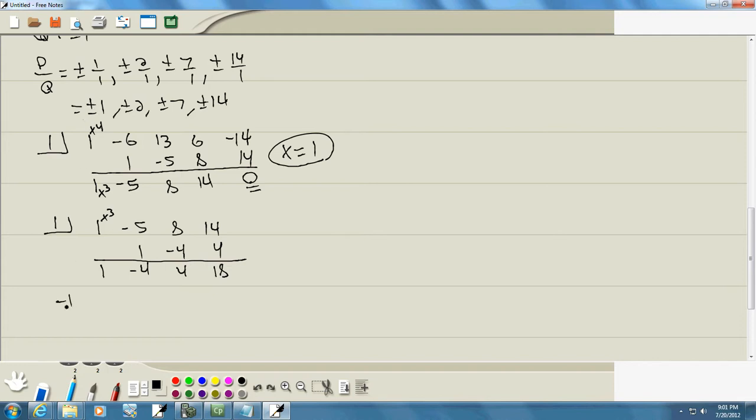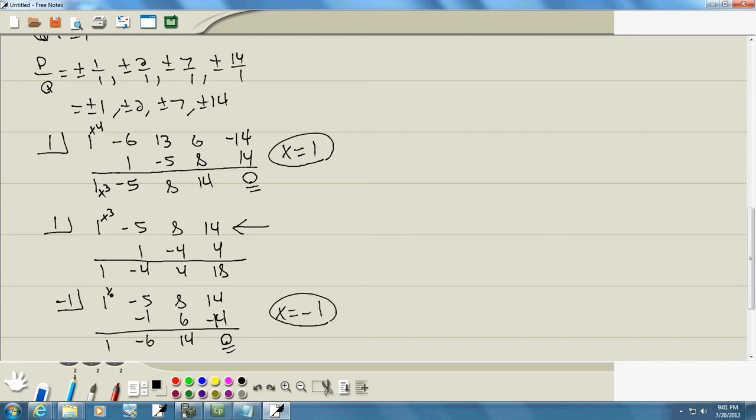I got plus or minus 1, so negative 1 is my next possibility. And again, I'm going to plug it in this line right here. So I got 1, negative 5, 8, and 14. Add, multiply, add, multiply, add, multiply. And add, and we get another 0, which means we found our second answer. Now at this point, this was x to the third. This is now down to x squared, x, and our constant term. So we got x squared minus 6x plus 14 equal to 0. Now this doesn't factor, so we have to use the quadratic formula.